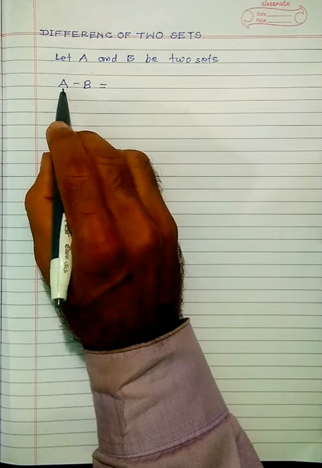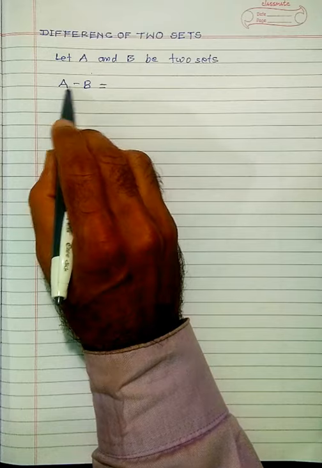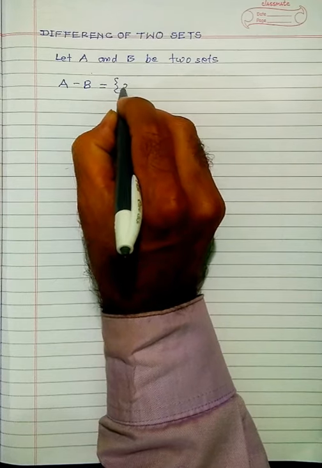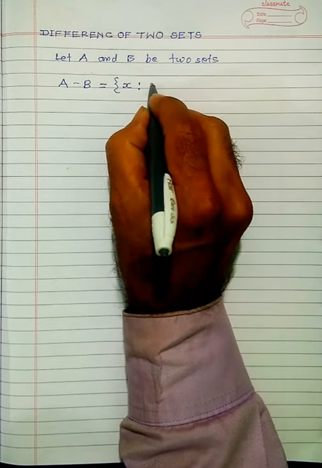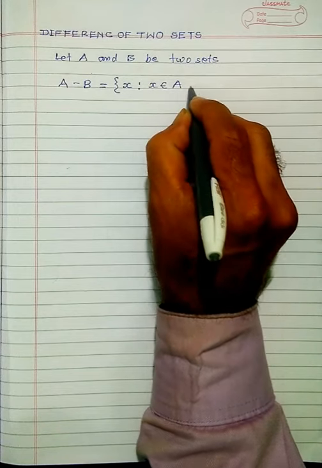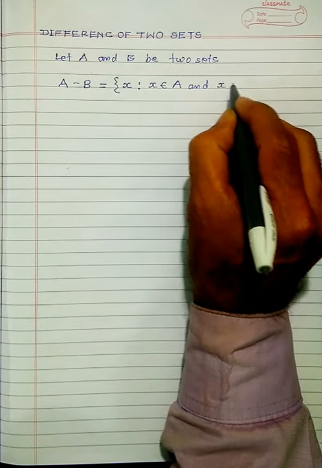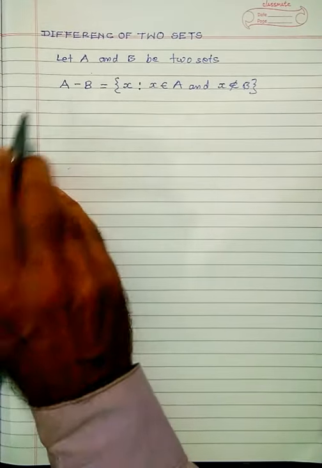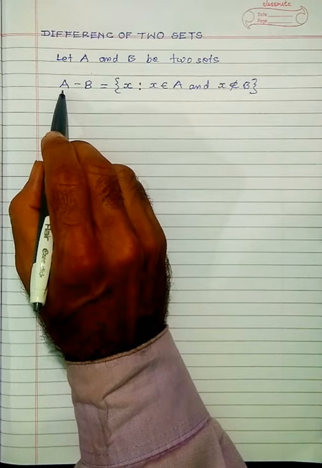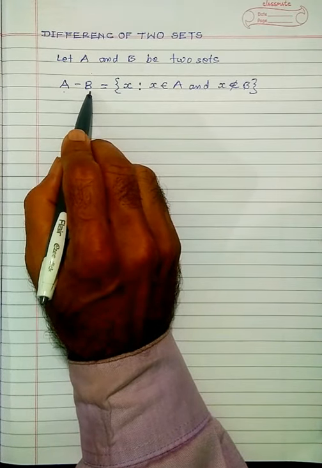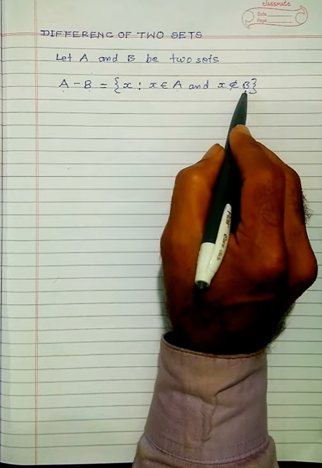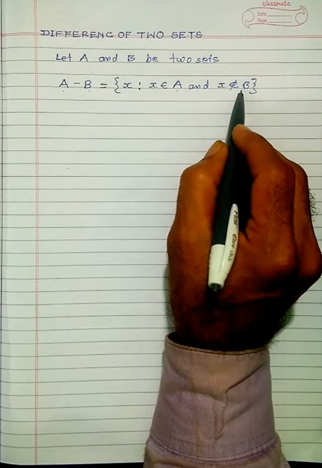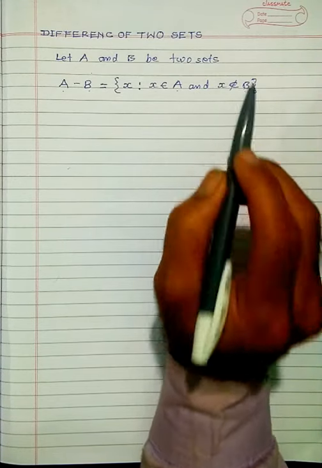A minus B is the set of all those elements of A which are not elements of B, or in set builder form we can write {x such that x belongs to A and x does not belong to B}. Set of all those elements of A which are not in B. It means x belongs to A and x does not belong to B. Both conditions must be satisfied simultaneously. Therefore, we have used the word AND here.